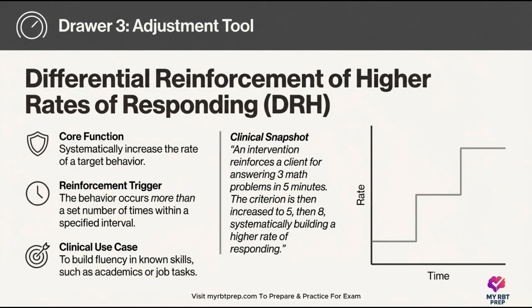Imagine an employee who completes a task perfectly, but takes 3 times longer than everyone else. Accuracy is present, but functional utility is missing. That is exactly where we open drawer 3, the adjustment tool. We are examining differential reinforcement of higher rates of responding, or DRH.